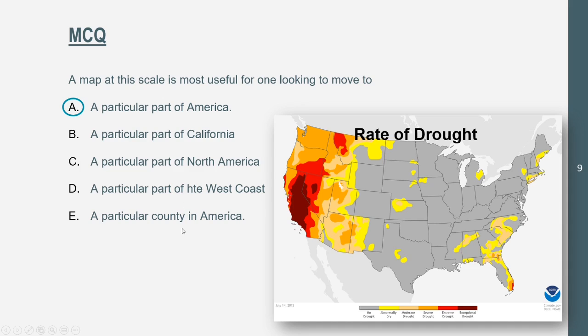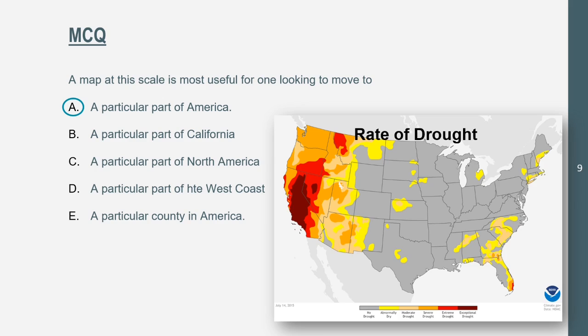And it cannot be a particular county in North America because we don't see where the counties are. We can infer where they are, but we won't exactly know for sure. Most normal people can't draw where every single county in America is off the top of their head. So that's why the answer here is A. We're looking at America's scale of analysis. We're looking at a national scale of analysis.